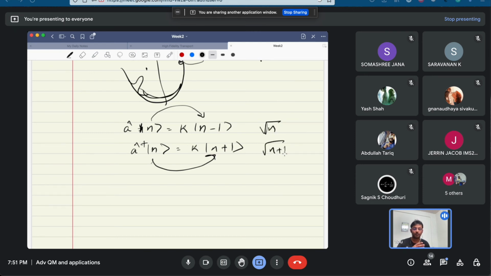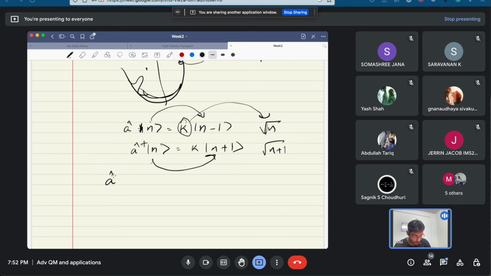So these are not predefined. We are not using root n to define the lowering or raising operator. The main idea was to get from the n state to the n minus 1 state using an operator, and similarly from n to the n plus 1 state. Once you get these states, you find the eigenvalue, and it turns out to be root n and root n plus 1.